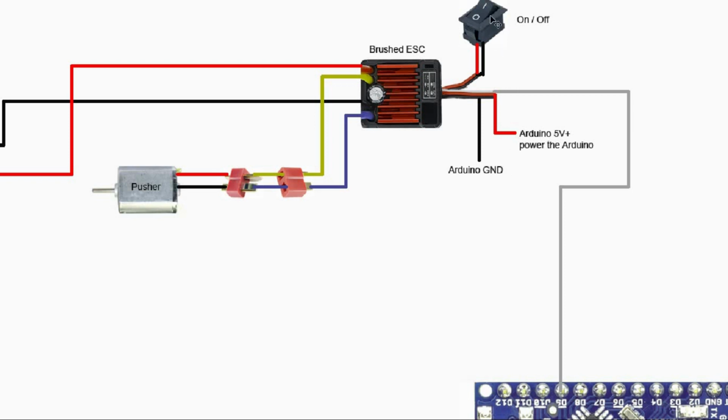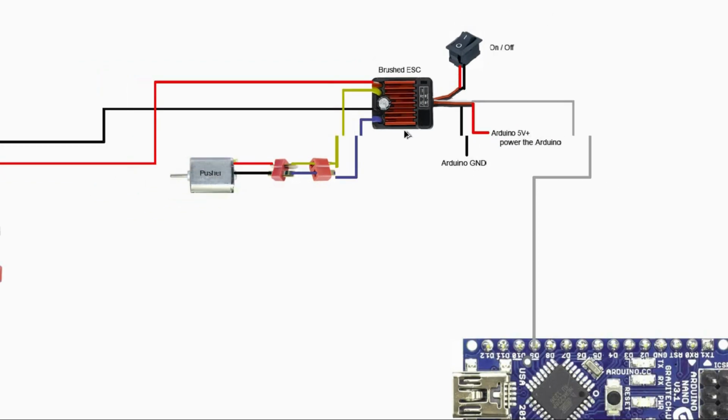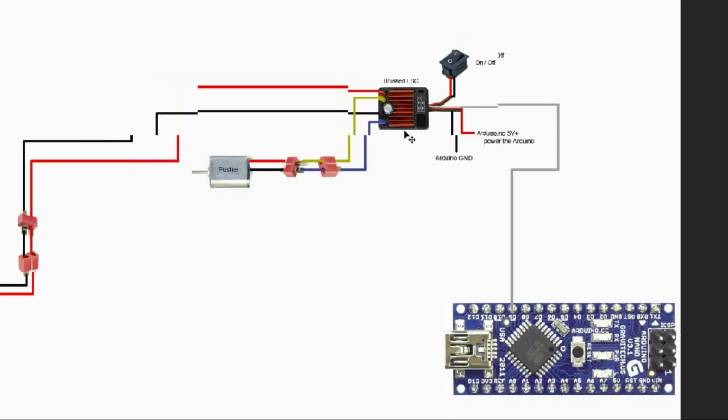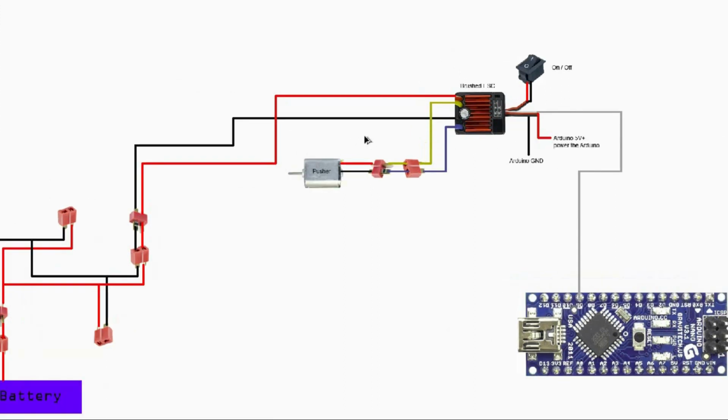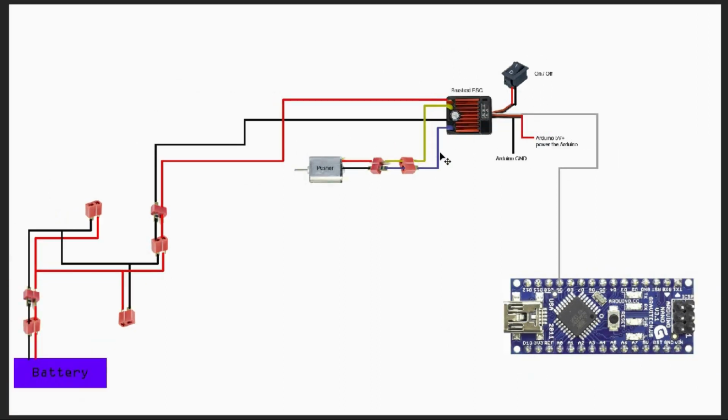Okay, so with the on-off switch, when you switch it on, it actually powers up the Arduino, and then of course you will check for the ESC, and then everything will be powered up, in a way. Yep. Okay, so this is the reason itself.